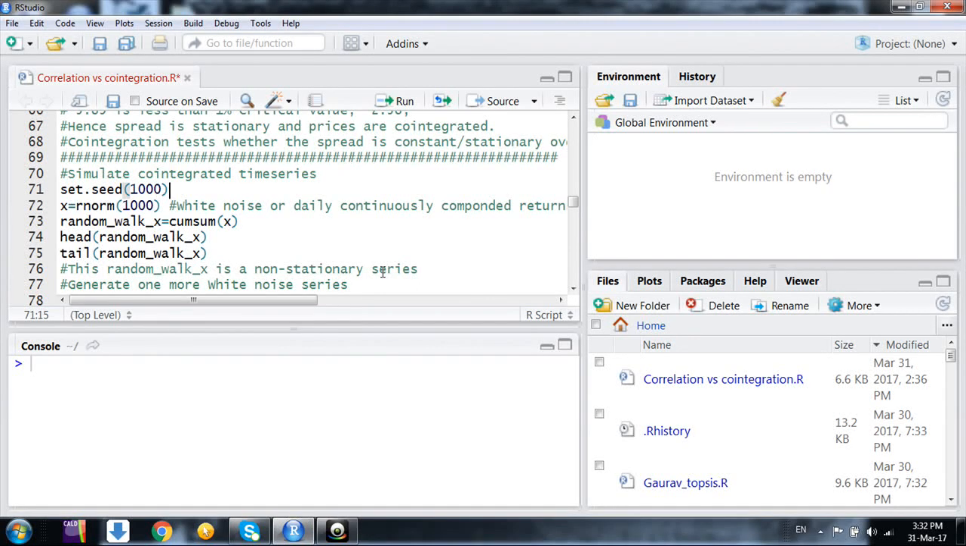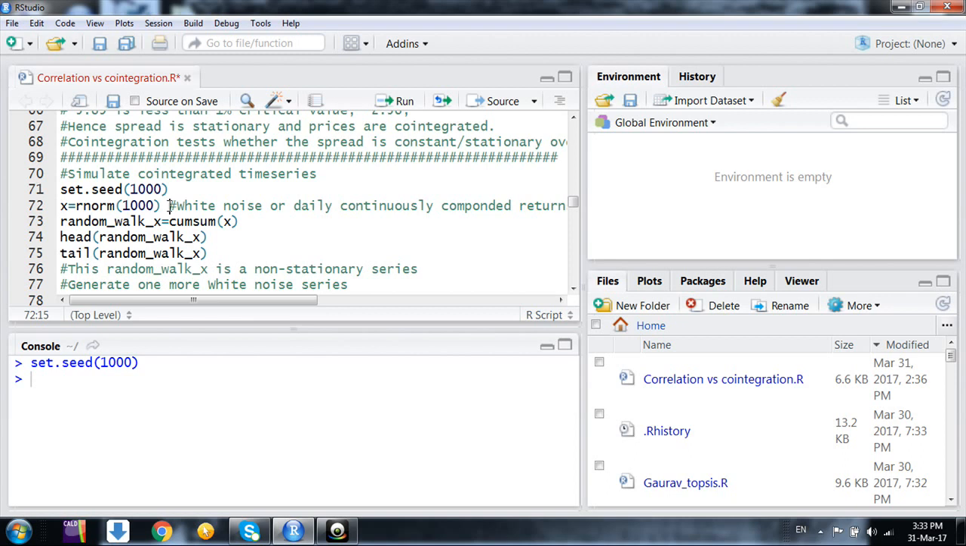Hello friends, welcome. In this video we will learn how to generate a co-integrated time series. So let's start. First, I am using the set.seed command just to ensure that you can replicate the results that I have obtained here.